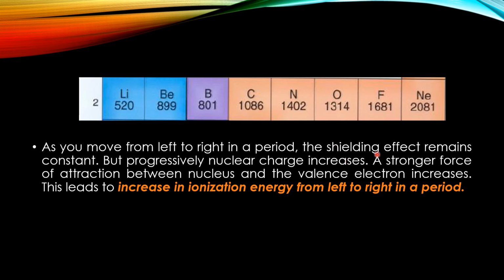As I have told, the shielding effect remains constant along the period, but effective nuclear charge is increasing. Why is this nuclear charge increasing? Because the number of electrons and protons are increasing. Number of shells remains the same, but number of electrons and protons is increasing. When the number of electrons and protons increases, there will be greater force of attraction between the nucleus and the valence electron. So that's why an increase in ionization energy takes place from left to right in a period.